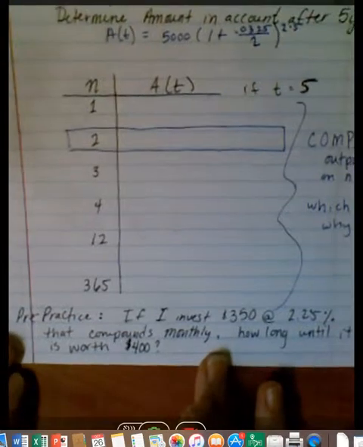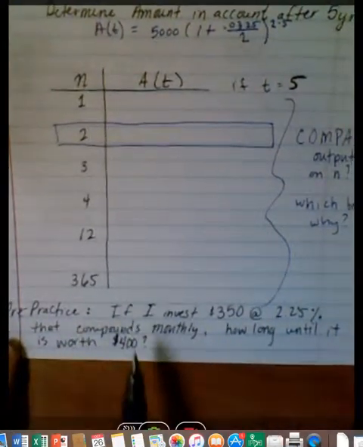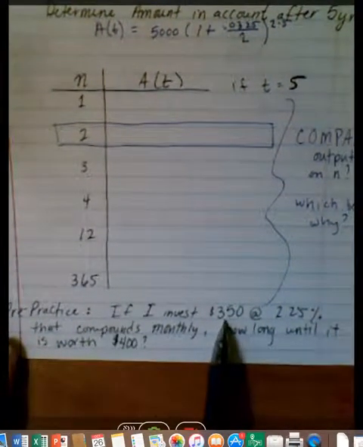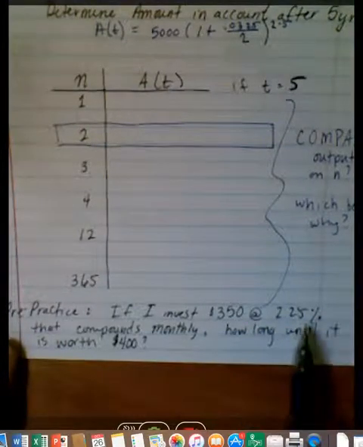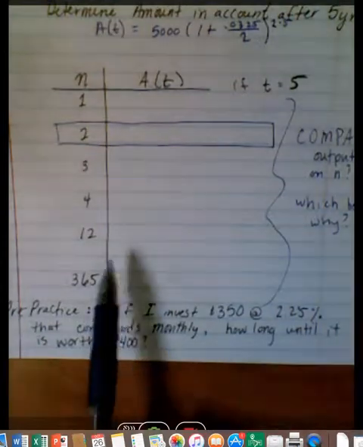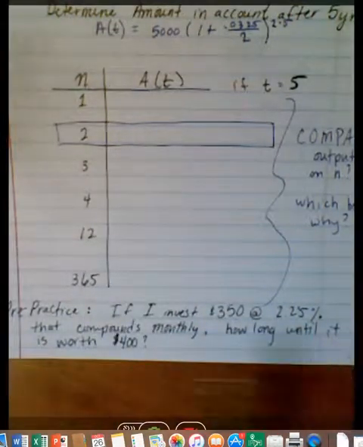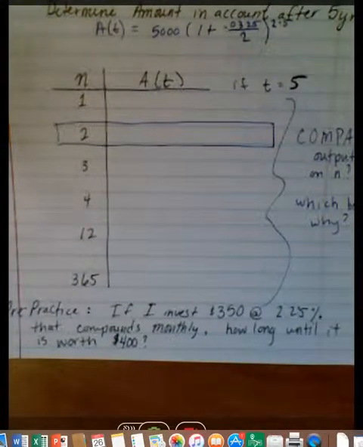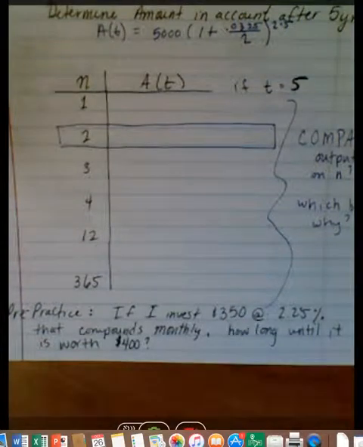And then here's sort of a pre-practice, a think about it for tomorrow. If I were to invest $350 at 2.25% and it compounds monthly, so that would be that 12, how long would it actually take for this to be worth $400? So at 2.25%, how long does it take to earn $50 on a $350 investment?